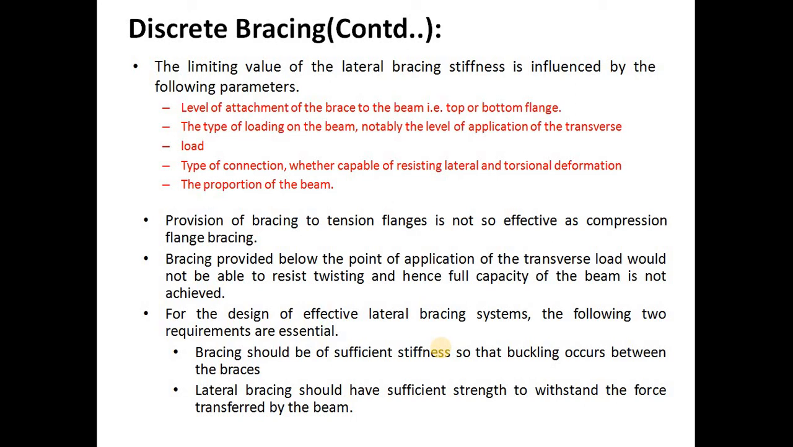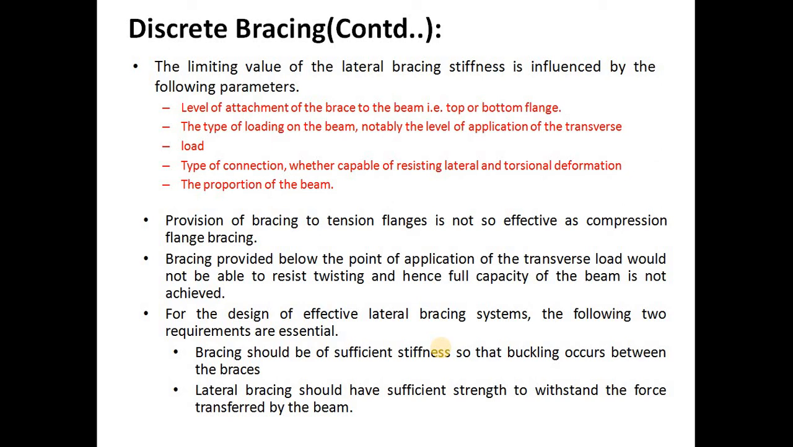The limiting value of the lateral bracing stiffness is influenced by the following parameters. Level of attachment of the brace to the beam, that is, whether it has been attached to the top flange or the bottom flange. The type of loading on the beam, notably the level of application of the transverse load, because whether you are applying the transverse load at the CG, below the CG, or above the CG. Type of connection, whether it is capable of resisting lateral and torsional deformation. The proportion of the beam.